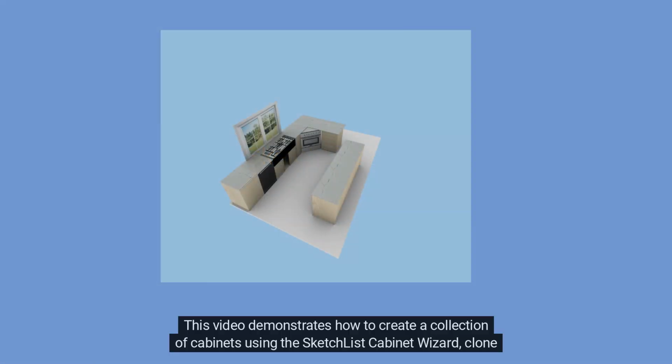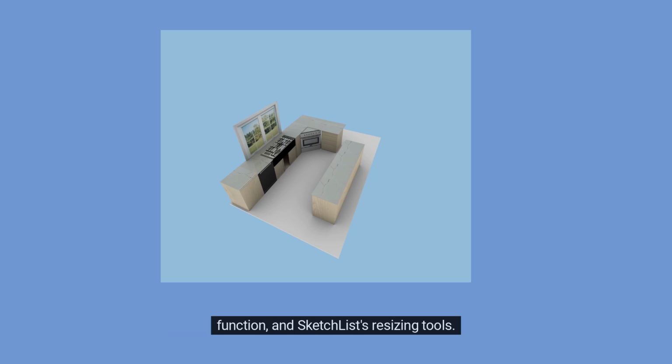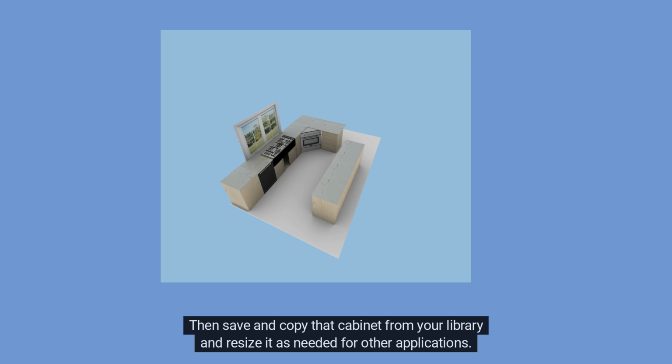This video demonstrates how to create a collection of cabinets using the SketchList Cabinet Wizard, clone function, and SketchList resizing tools. With SketchList, you only need to make one cabinet as a base unit. Then save and copy that cabinet from your library and resize it as needed for other applications.